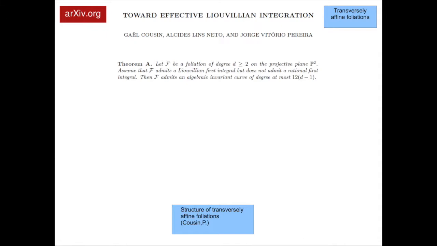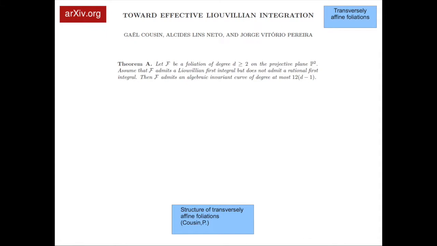The first result is the following. We start with a foliation of degree D on the projective plane, and we assume that the foliation admits a Liouvillean first integral but does not admit a rational first integral. So we assume from the beginning that it's not algebraically integrable, something that we cannot check. That's what I'm kind of unhappy with in this result. But then we can prove that we have an invariant algebraic curve of very small degree, at most 12(D minus 1).